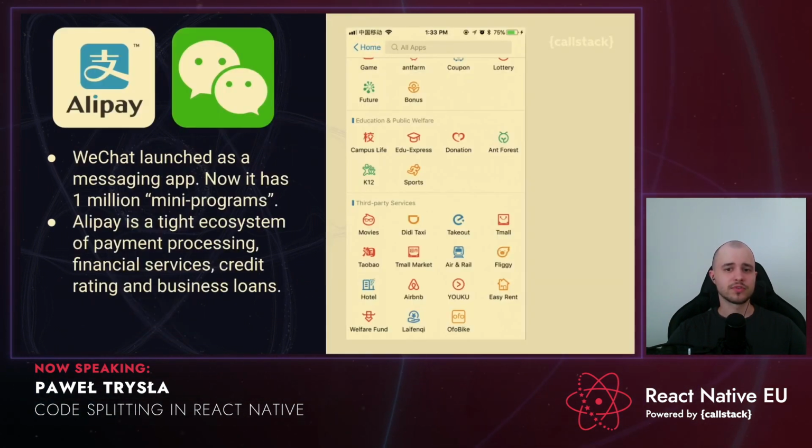As for the examples of super apps that exist on the market today, we have a couple of them, but the ones worth mentioning are Alipay and WeChat. WeChat for its sheer size of 1 million mini apps, and Alipay for a tightly integrated ecosystem of services that work together to provide great experience for the customer. So on one hand, we have super apps and mini app stores, but code splitting has use cases in other group of applications as well.